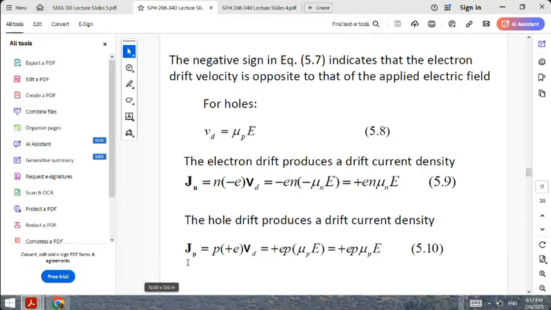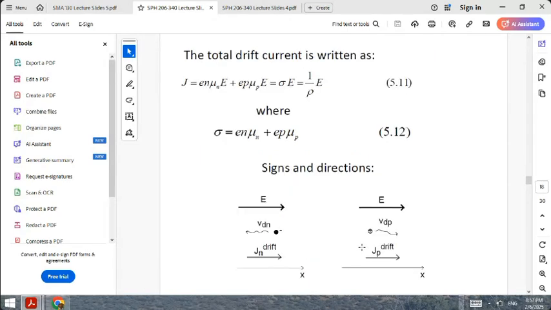So the total drift current, we write it like this. If we compare, this is the drift current density due to electrons, and the drift current density due to holes. If I combine these two equations, 5.9 and 5.10, I get the total current. The total current will be this current density plus this current density. See it here? It gives us this equation, J equals this.